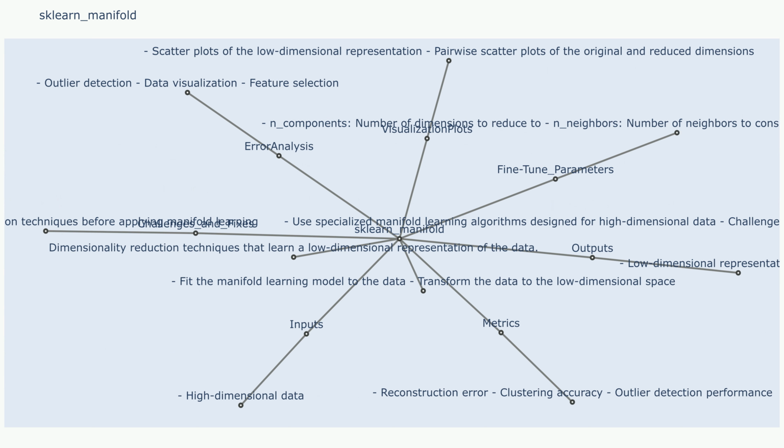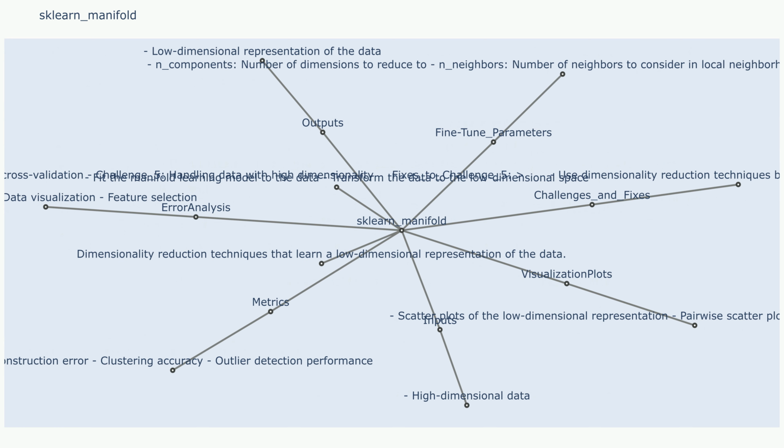Outputs. Output 1, reduced dimensionality data: a 2D array where each row represents a data point and each column represents a feature in the lower dimensional space. Output 2, reconstruction error: a measure of how well the original data can be reconstructed from the lower dimensional representation.